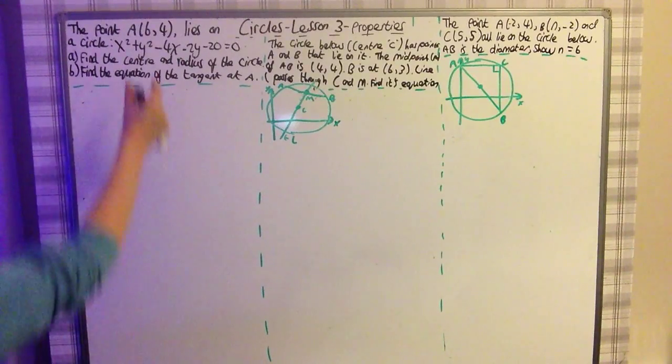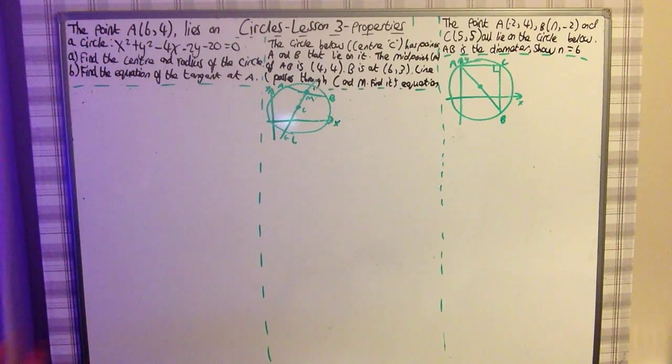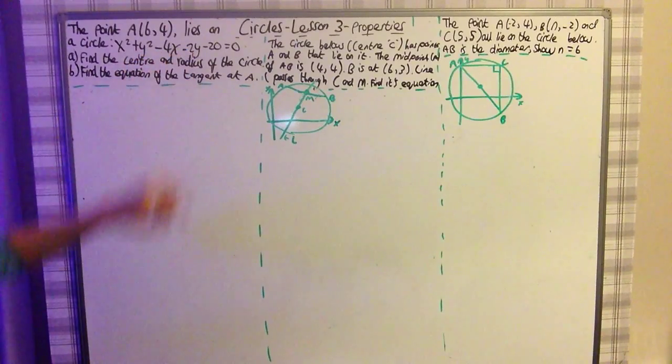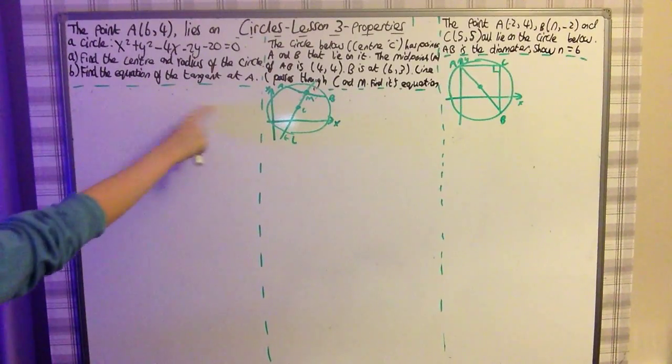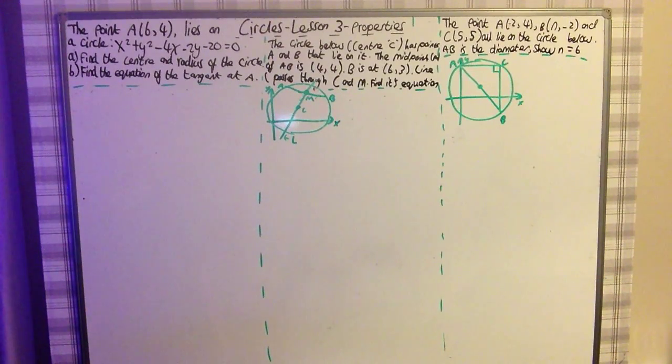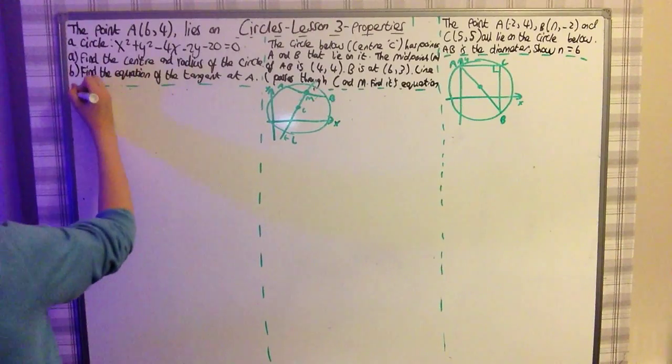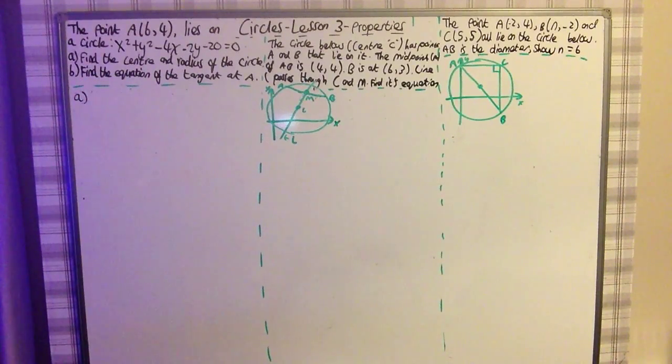The point A, (6, 4), lies on a circle, x squared plus y squared, minus 4x minus 2y, minus 20 is 0. And we have to A, find the centre and radius of the circle, and B, find the equation of the tangent at A. So let's start with part A. Find the centre and radius of the circle.